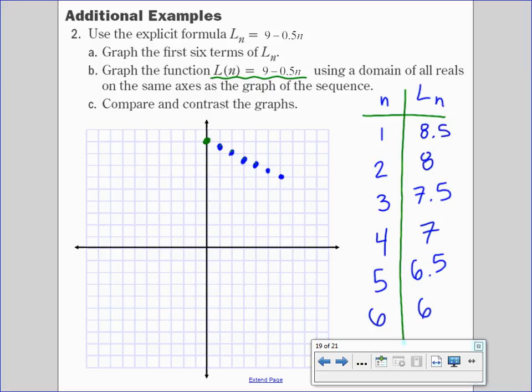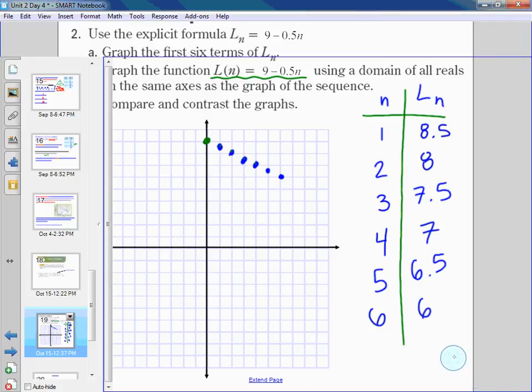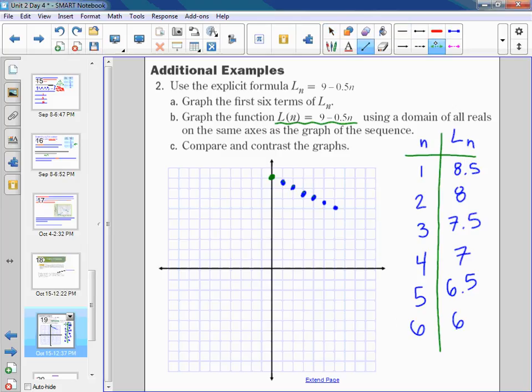However, it's not discrete points the way a sequence is. It's connected like you're going to do on your quiz when you draw the line and do the arrows. So I'm going to do the same thing. I'm going to grab my line tool, and I'm going to go ahead and connect all those green points forever and ever in both directions. That's the difference between the graph of a sequence, L sub n, versus the graph of my continuous function, L of n. Everybody see it?